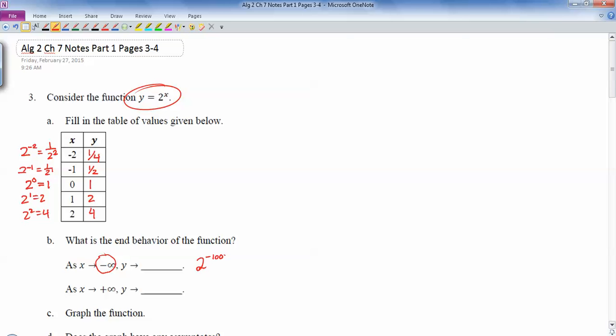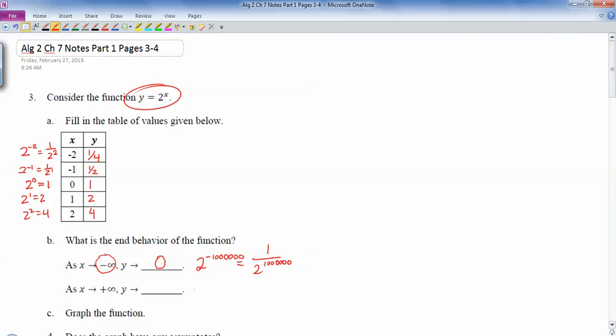If we plugged in -10,000 for x, that's going to turn into 1 over 2 to the 10,000. Well, that's 1 over a huge number on the bottom. But 1 over some really big number is pretty close to 0. And no matter how big this gets, if I added a couple more zeros, the bottom just becomes an even bigger number, so it gets even closer to 0. So really the y approaches 0.